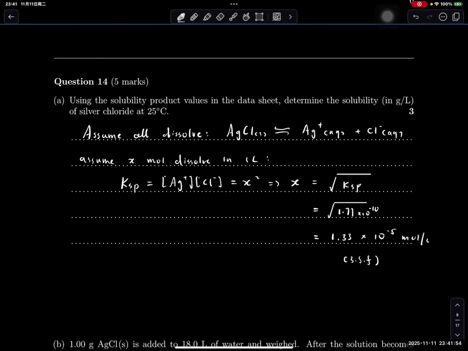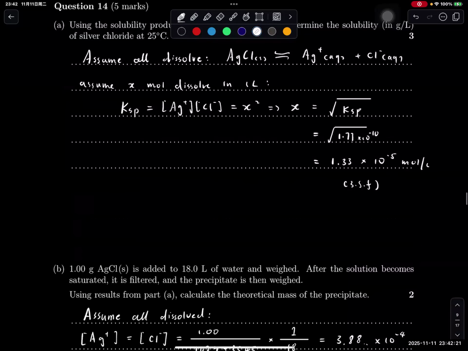Question 14. Using the solubility product value from the data sheet to determine the solubility in grams per liter of silver chloride. So we first determine the molar solubility. I see. So in my sample answer, I made the mistake because I didn't read the question carefully. We should convert the moles per liter concentration in terms of grams per liter. I'm gonna do that right now.